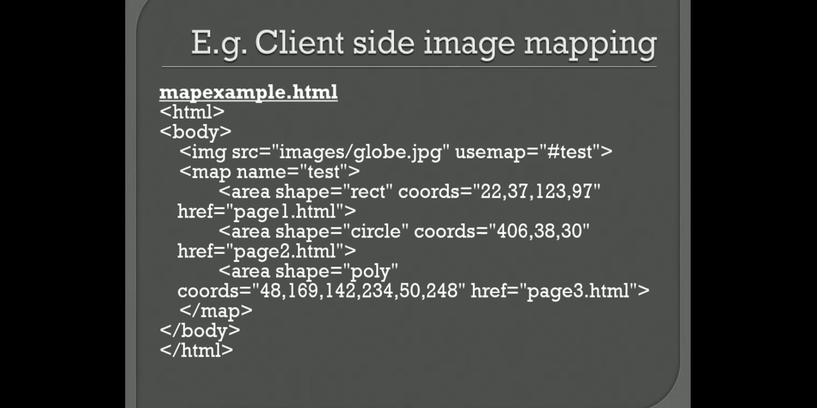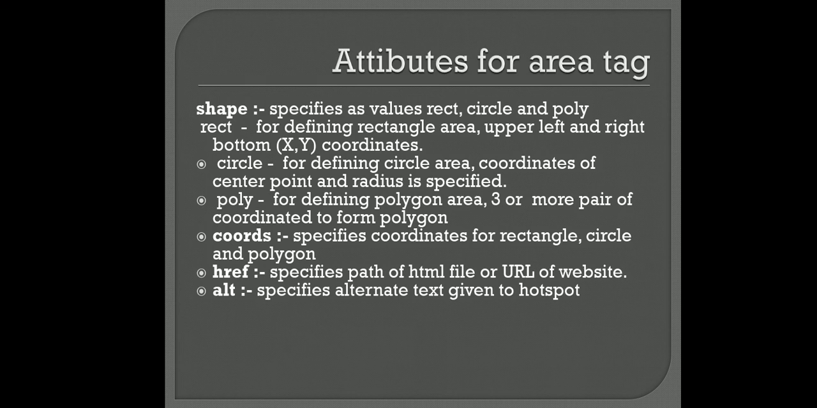Next we have the attributes of these things. Whatever I have given in the example, the first attribute on the client side is the area tag attribute, and in the area tag the first is shape. What does shape indicate? I already told you rectangle, and it is not written in full, it is written as rect. Circle is written in full, and poly. Then it defines the rectangle area: upper left, right bottom corner.